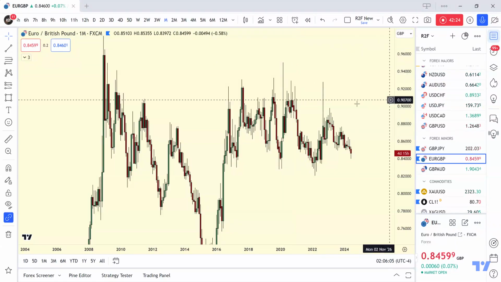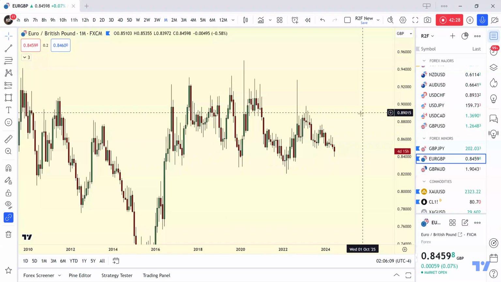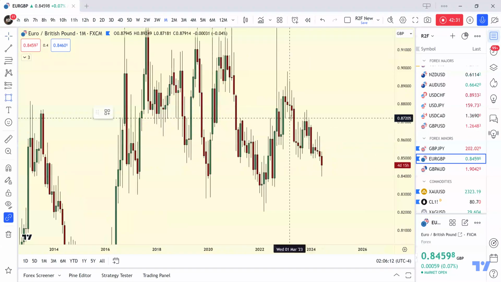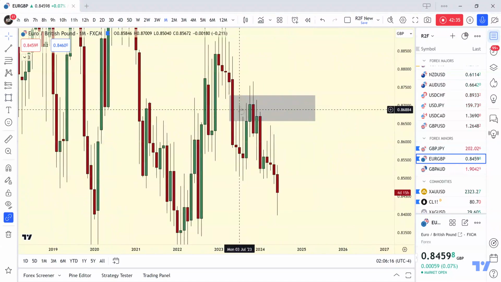Euro, right? So what do we see? Spike all the way up, and then we close down. This is on the monthly. Create this monthly gap here. Okay, look at that. Price comes into it once, and that's a trade. Take out the low. Done.